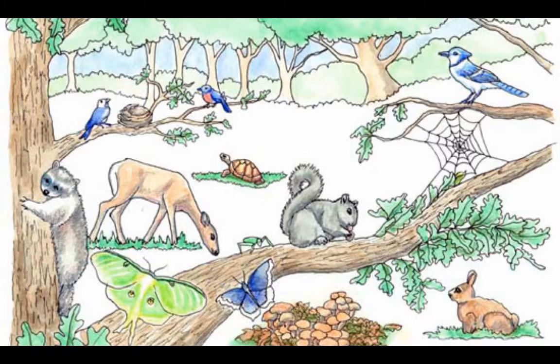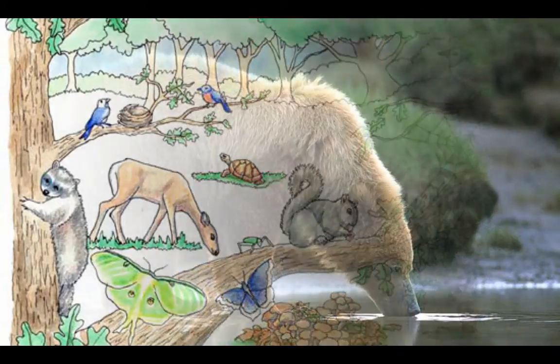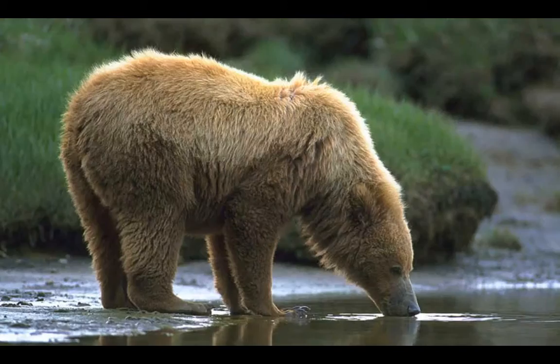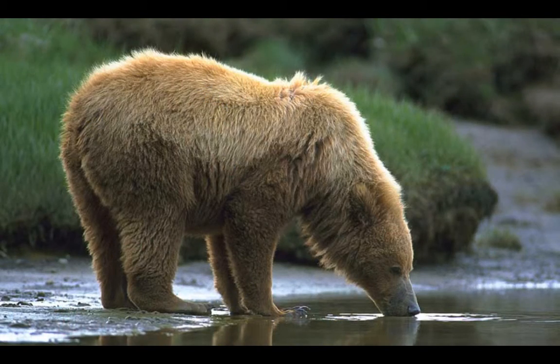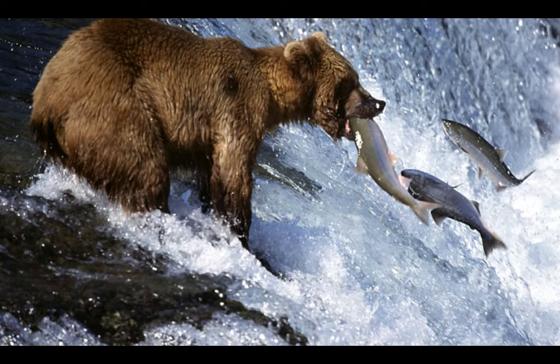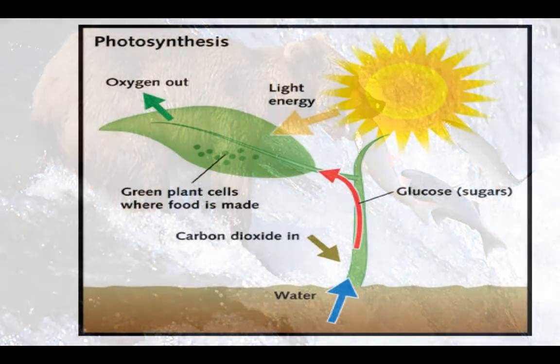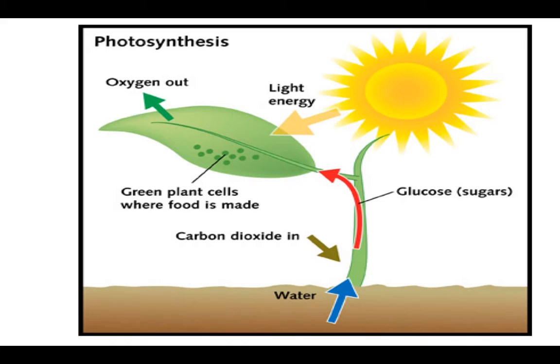Birds, plants, animals, humans all need water, air, and food to live as well. Bears drink from streams, and they also catch their prey, which is fish. But plants do things a little differently. They get their food from sun and from water, and they produce their own food through photosynthesis.